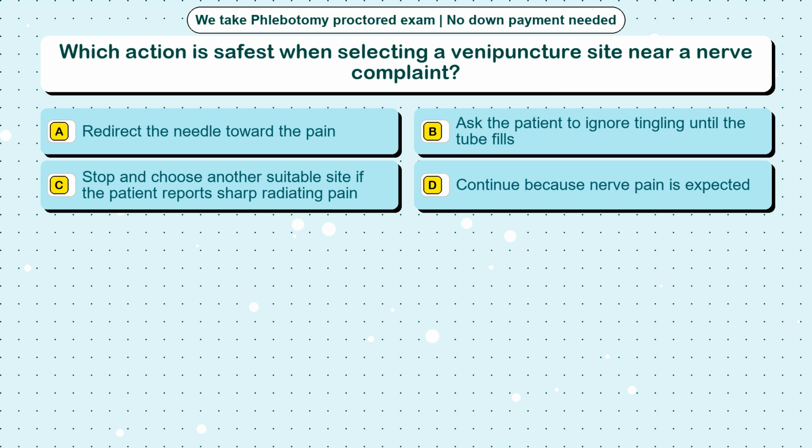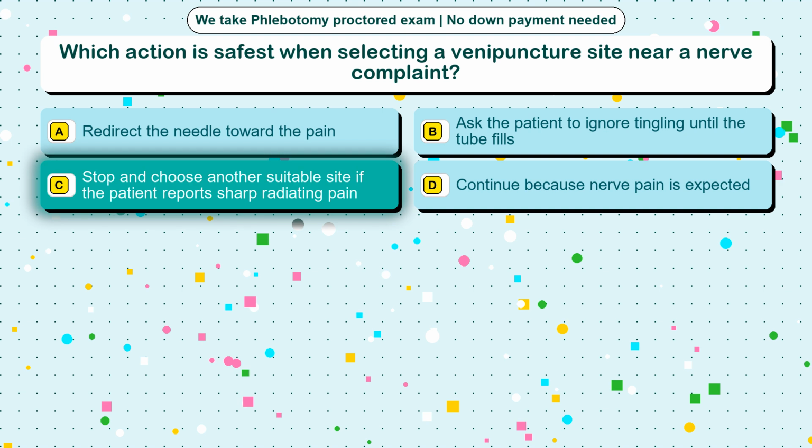Question 62. Which action is safest when selecting a venipuncture site near a nerve complaint? Option A. Redirect the needle toward the pain. Option B. Ask the patient to ignore tingling until the tube fills. Option C. Stop and choose another suitable site if the patient reports sharp radiating pain. Option D. Continue because nerve pain is expected.